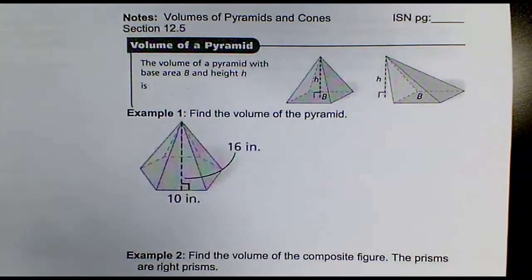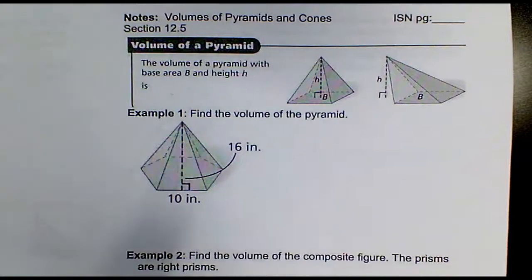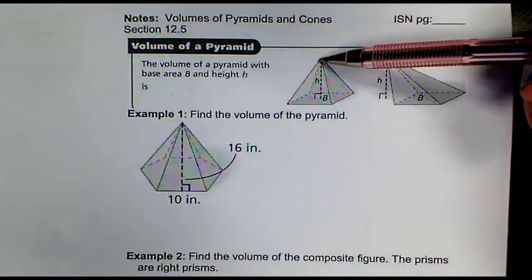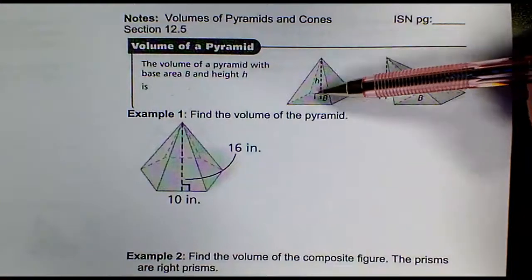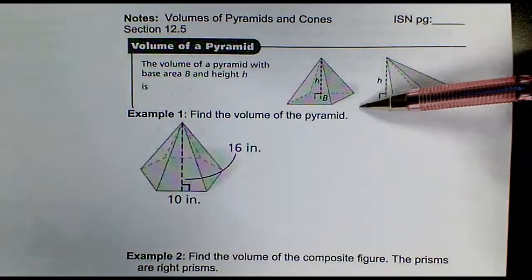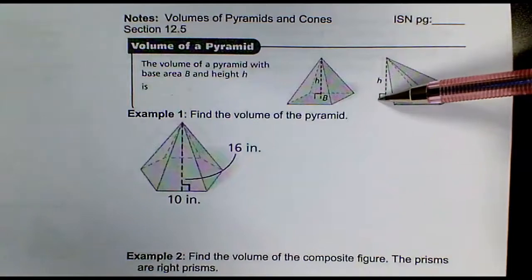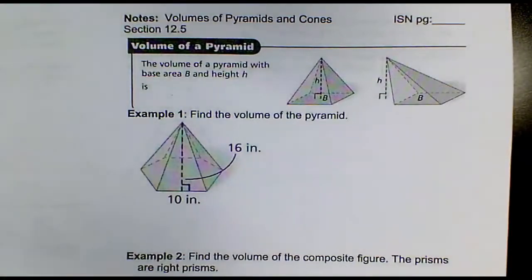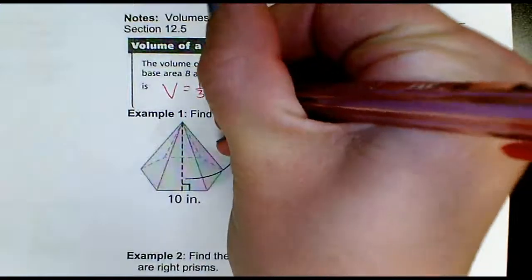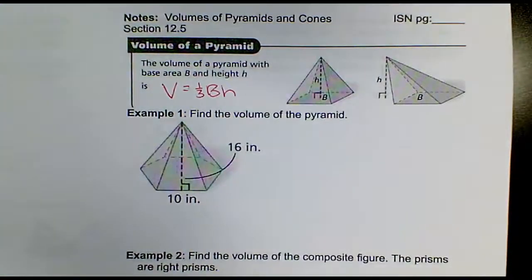But the volume of a pyramid, let's start out with that. So the volume of a pyramid with a base area of capital B and a height of h. So remember that height is the distance from the vertex to the base perpendicularly. So vertex to where the base would be perpendicularly, so at a right angle. So the volume formula is V equals 1/3 times the area of the base times the height of the pyramid.